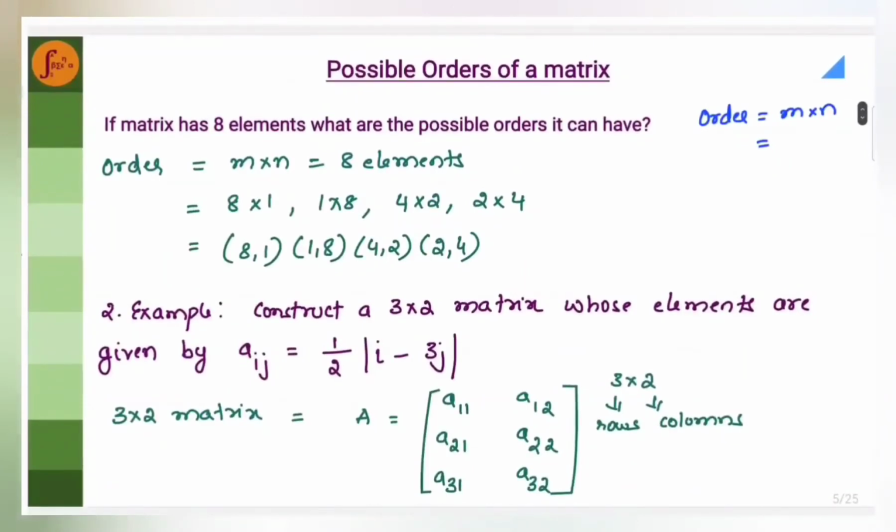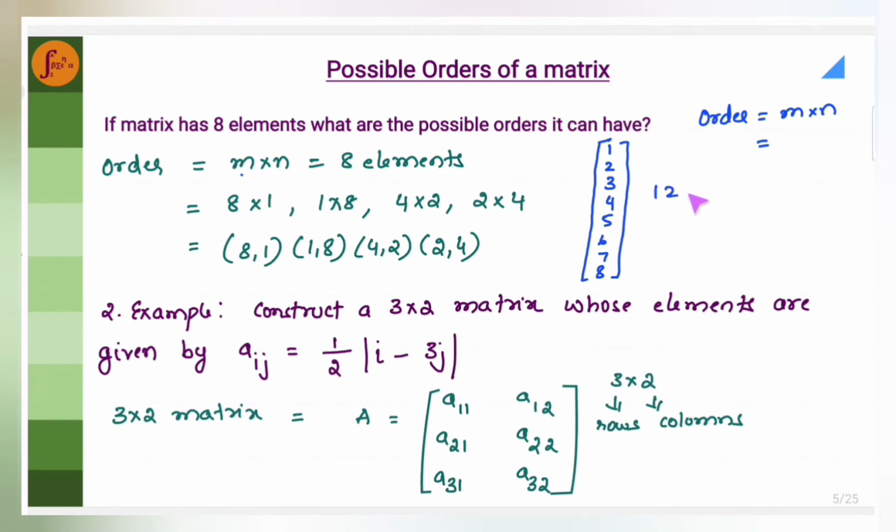Now the question is, there are 8 elements. What are the possible orders it can have? Order is given by m into n, where m is the rows and n is the columns, so it is basically rows into columns. Now, 8 elements means if you multiply rows and columns, you get 8. But there are multiple ways it can have 8 elements. One is you can have 8 rows and 1 column: 1, 2, 3, 4, 5, 6, 7, 8. So this way you can have 8 elements.